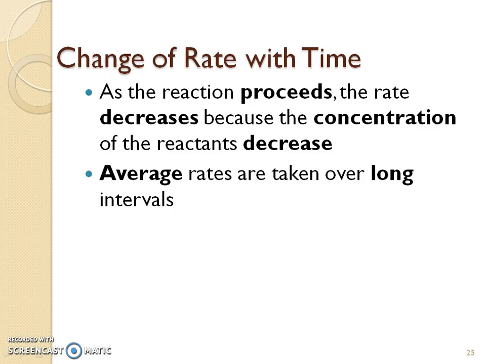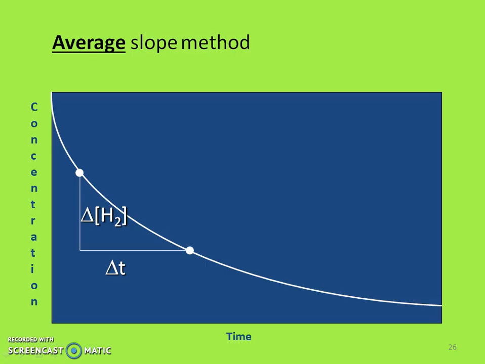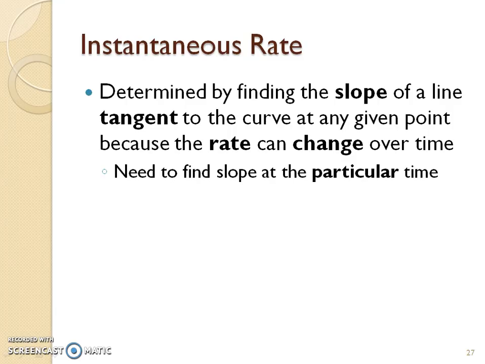So the average rates are over a long interval. So we like to say that the rate is an average, okay? So an average slope method would be this. Okay, and we're not going to go crazy, but we're going to hopefully get you to understand where the numbers are coming from. So that's why we have a change in concentration of H over a change in time. But notice it's a curve. It is not a straight line, so it's not constant, okay?